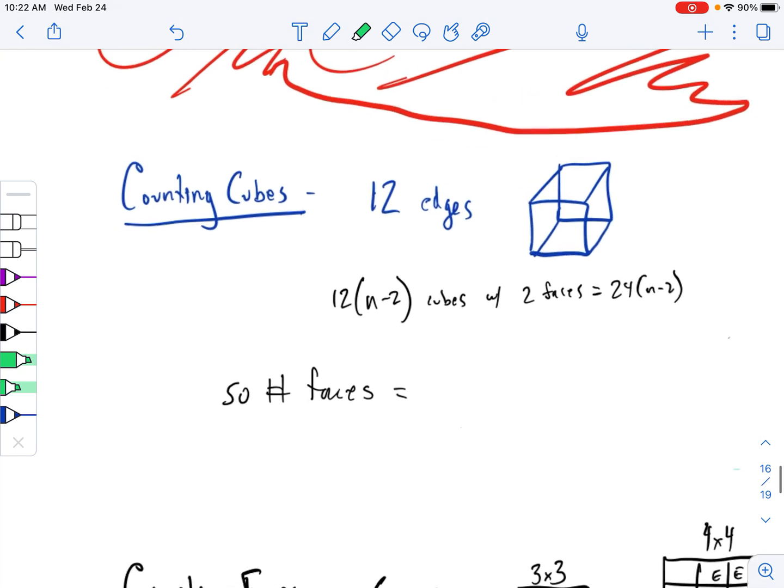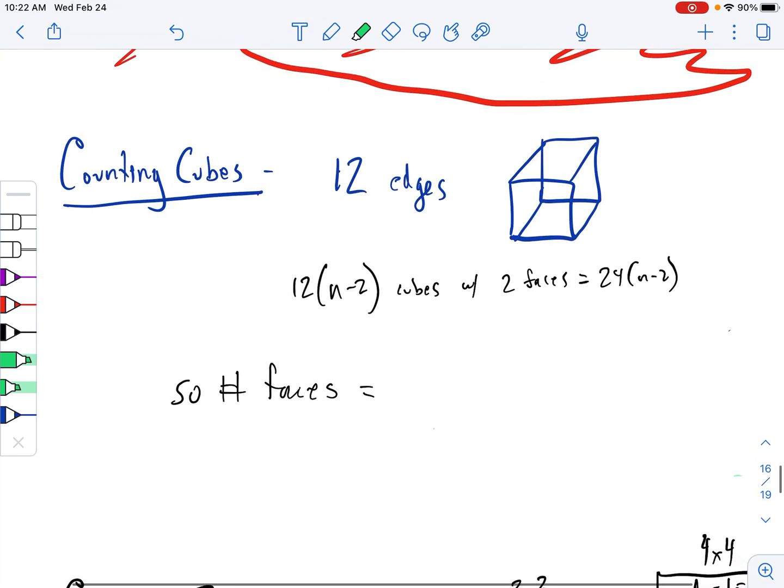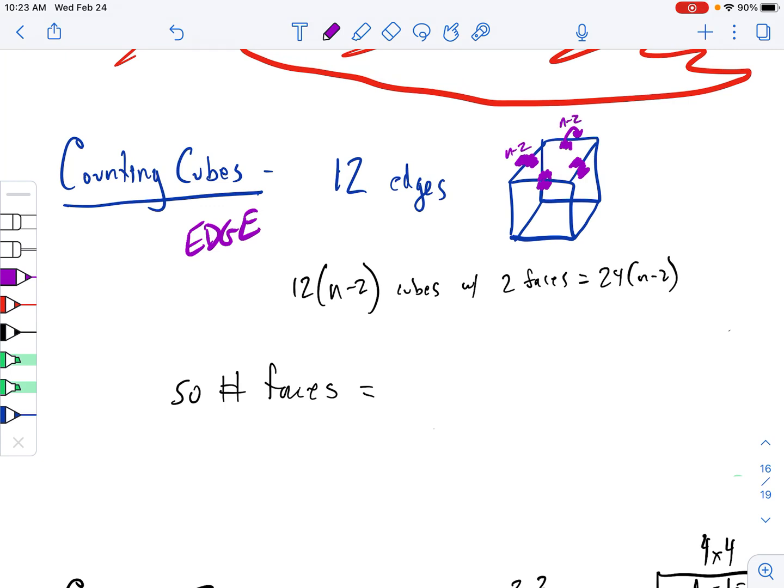When you're counting cubes, remember we have 12 edges when we draw this cube. And when you're trying to figure out the number of edge cubes, okay, so this is our goal. Let's pretend we're figuring out the number of edge cubes, so the number of cubes that go around and then around the corner. So you could think of that as, okay, look, there's n minus 2 on every edge of the big cube. So you take n minus 2 and multiply it by 12. So that gives you 12n minus 24 cubes that are edge cubes.